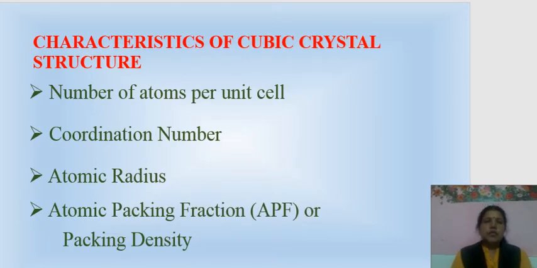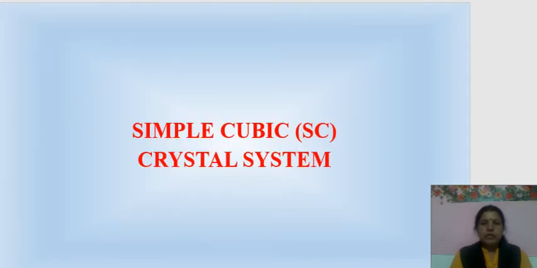Characteristics of cubic crystal structure. First, number of atoms per unit cell. Second, coordination number. Third, atomic radius. And fourth, atomic packing fraction. These four characteristics we have to study. First, we go through the simple cubic crystal system.